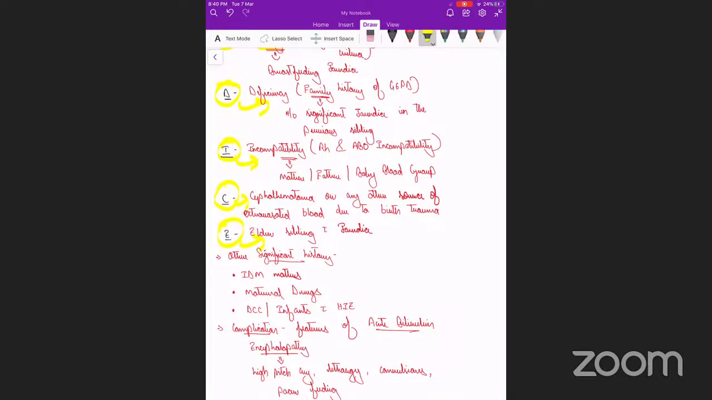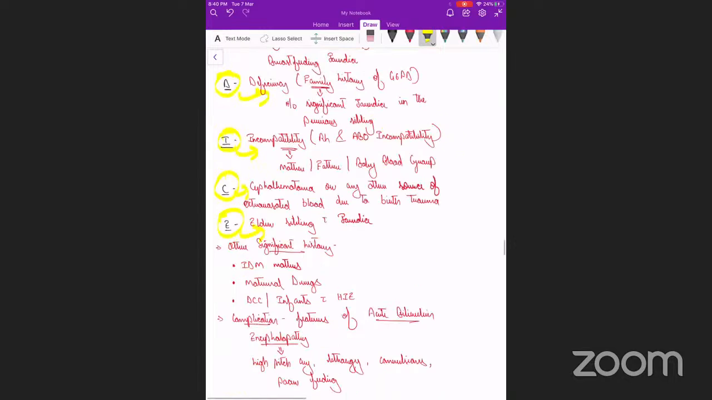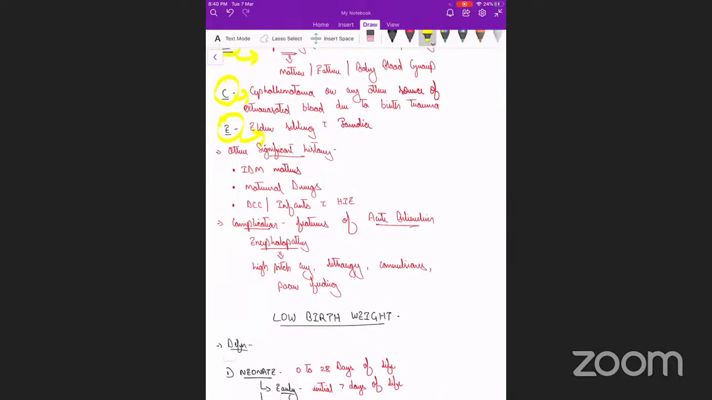So these are, in your HOPI, the etiological history you'll ask for. In a HOPI, you'll initially describe the onset, then progression, then duration, and then you look for any etiological clues for the jaundice that is present, and any other significant history like IDM, infant of diabetic mother, the baby is more prone for jaundice, or any maternal drugs like oxytocin, or if the mother is taking any benzodiazepines, that can cause increased risk of neonatal jaundice. Delayed cord clamping is associated with increased risk of jaundice, and infants with birth asphyxia are also more prone to neonatal jaundice. Okay, so these are the etiological clues you'll ask for.